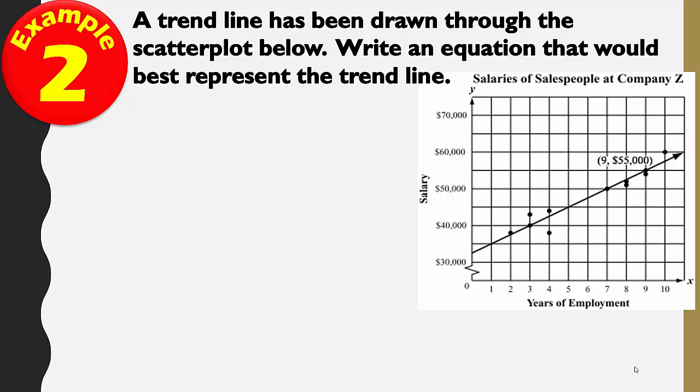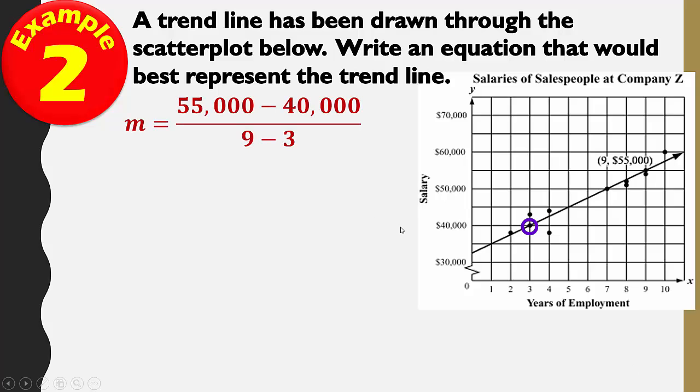Alright, let's take a look at the second example here. We've got a trend line that's been drawn through the scatter plot below, and we want to write an equation that would best represent the trend line. So we're going to find the slope. Best way to do that is to pick 2 points. I chose this first point here, which is at 40,000, and then my second point up here, which is at 55,000. So I took my 55,000, subtracted the 40,000, and my 9 minus 3, which gave me 2,500, because 15,000 divided by 6 gives you 2,500.